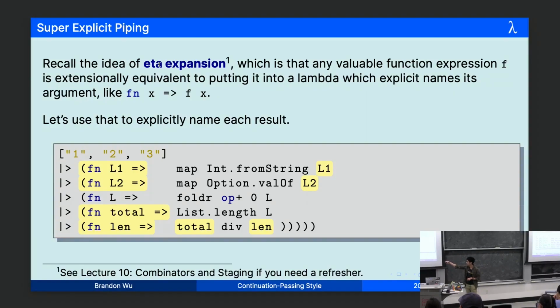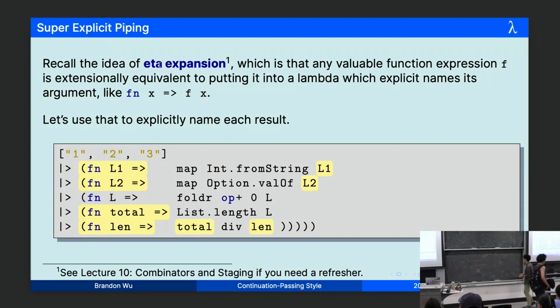Okay. And then here now we see every operation happens on a single line. One line I do the map Int.fromString. One line I unpack the options. One line I sum. One line I get the length. And then the final line I divide. Okay? All I'm doing is making this very, very explicit, even though it's quite hard to read.